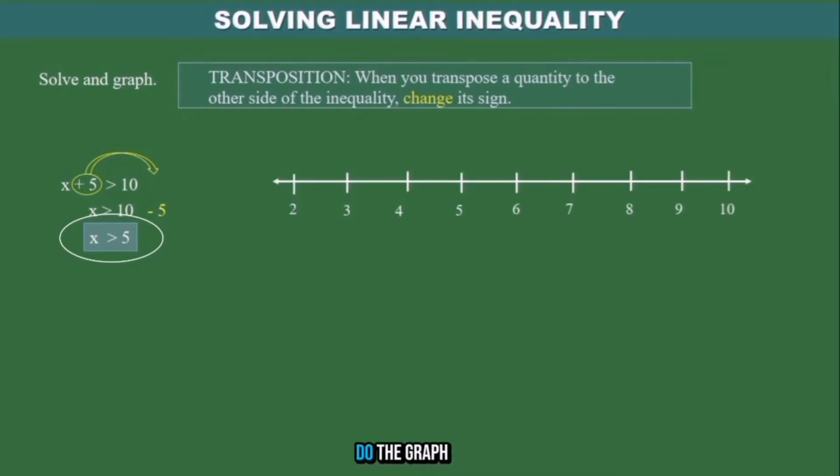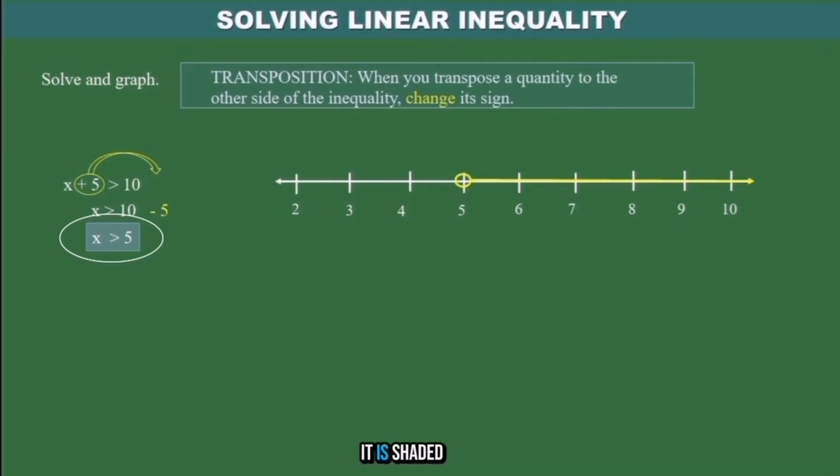And then, when we graph it, we plot the endpoint. Is it shaded or not? Not, because there is no equal sign. 5 is not part of the solution. It should not be shaded, just hollow. Now, where is the direction of the graph? Since it is greater than, it goes to the right.